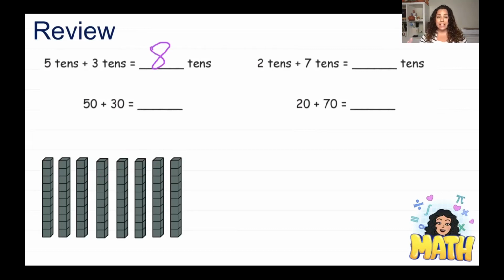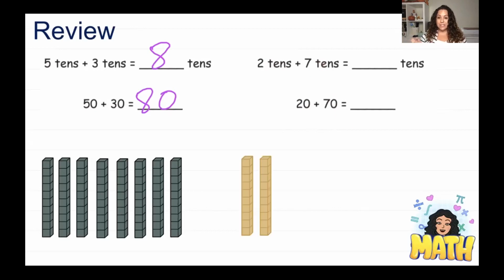So let's go ahead and add 50 plus 30. So instead of counting these by unit and going 1, 2, I'm going to count by tens. 10, 20, 30, 40, 50, 60, 70, and 80. So 50 plus 30 equals 80. Let's go ahead and look at the next one. 2 tens plus 7 tens. 2 tens is the same as 20. 7 tens is the same as 70.